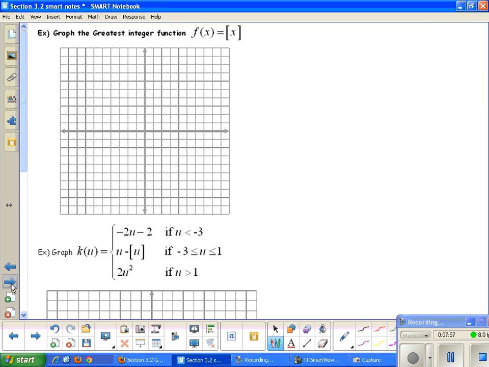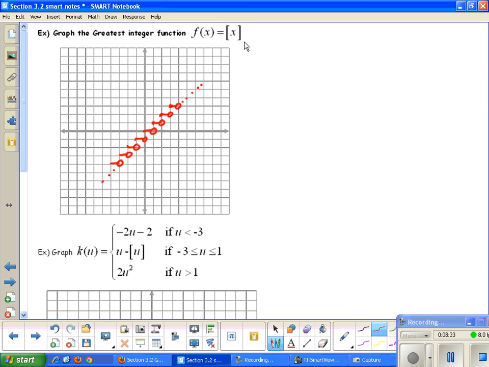For the greatest integer function, we've talked about this, and you need to know what the graph looks like. So I'm just going to graph this again just to show you. You have a closed circle here. This would be an open circle, closed circle, open circle, closed circle, open circle, closed circle, open circle, and it keeps on going. And you do need to know what this graph looks like because we're going to be doing transformations in the next section.